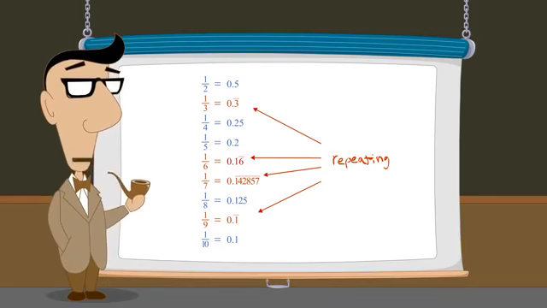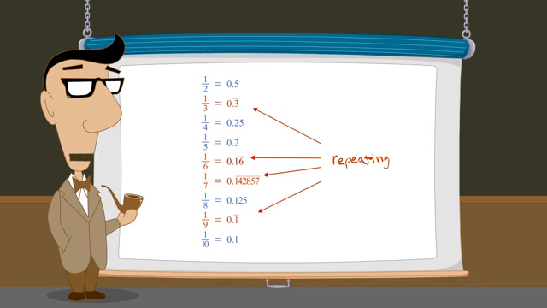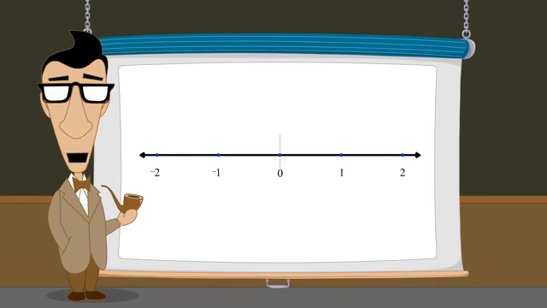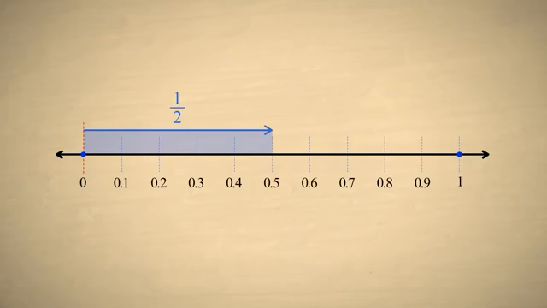You may be wondering why some fractions can be represented with a finite number of digits, while others cannot. To see why, let's take a look at the fraction 1/2 on the number line. 1/2 can be represented by exactly 5/10. So 1/2 is equivalent to the decimal number 0.5.